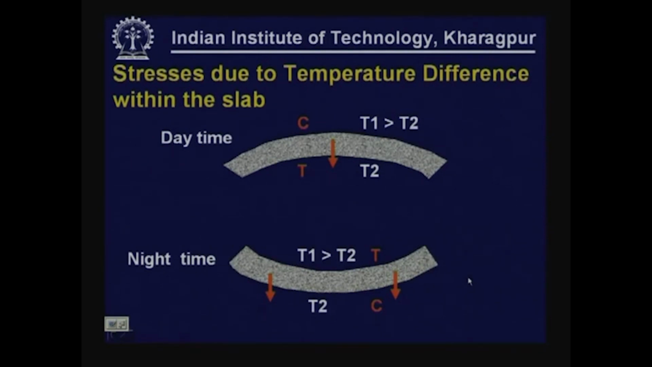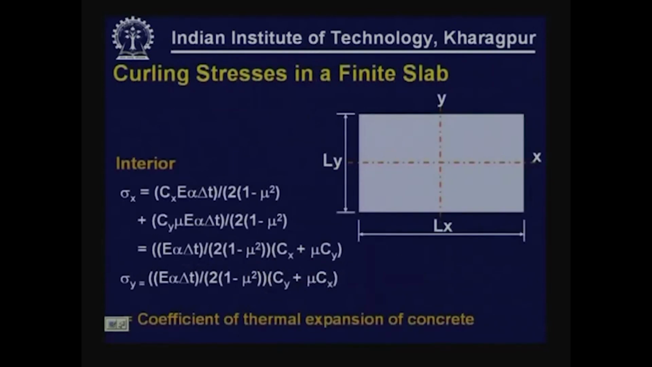During daytime, the self weight is going to pull it down. So, there will be tension at the bottom, compression at the top, because there is going to be more temperature at top compared to the temperature at bottom. Whereas, on the other hand, during night time, the temperature at the top fiber of the slab is going to be less compared to the bottom fiber. So, the slab is going to be pulling this down. So, there is going to be compression at bottom and then tension at top. So, these curling stresses can be computed using these expressions.